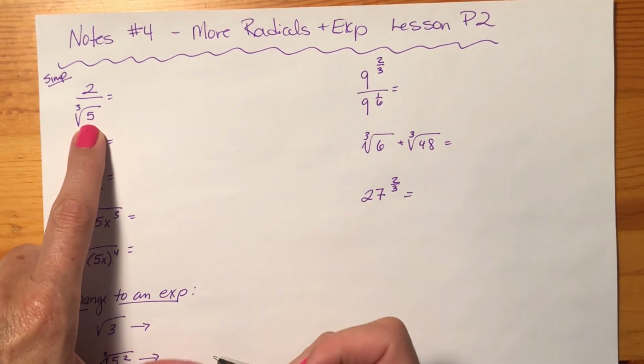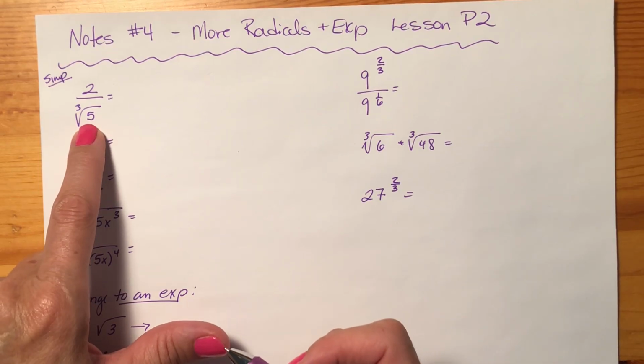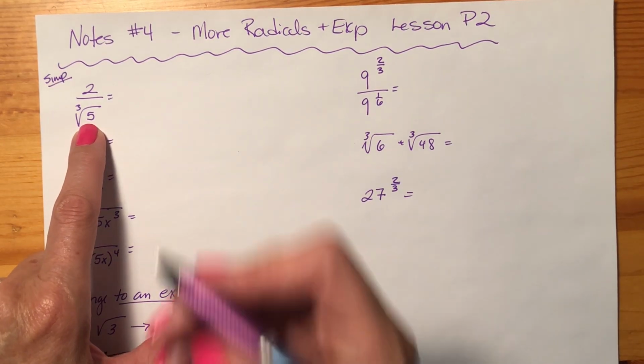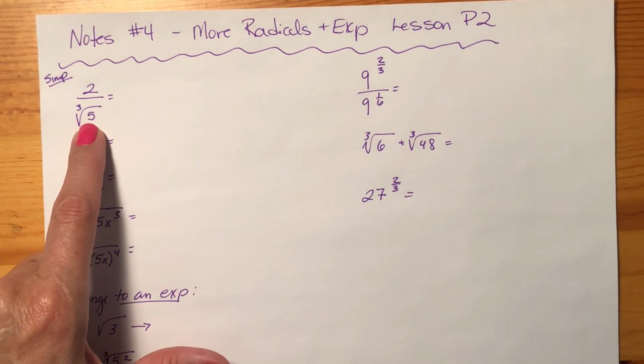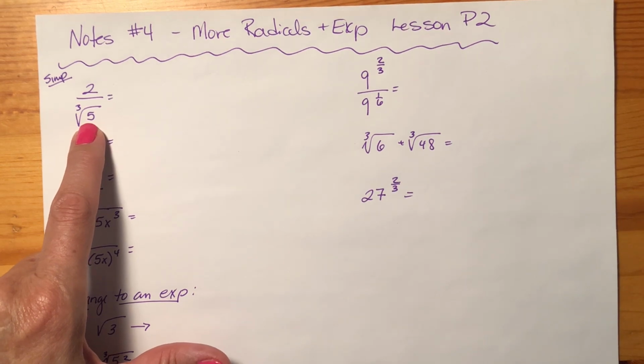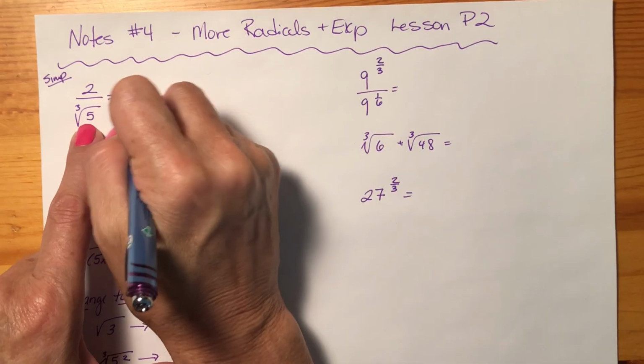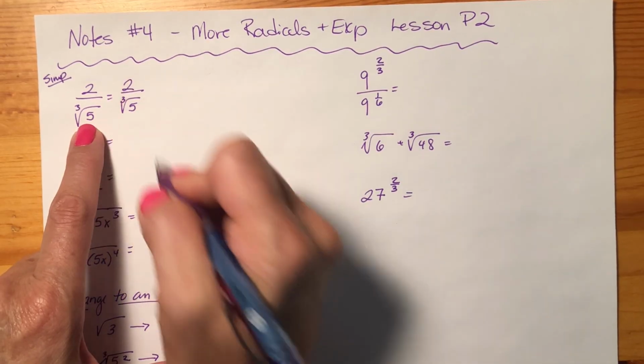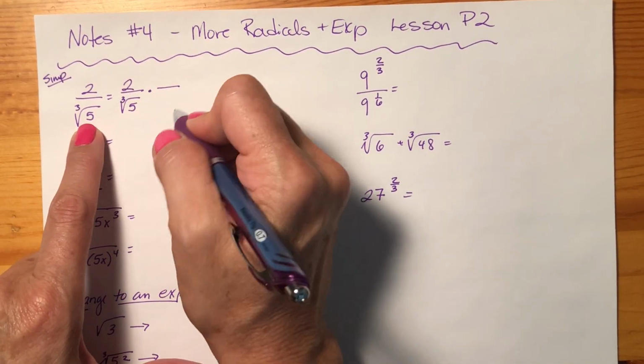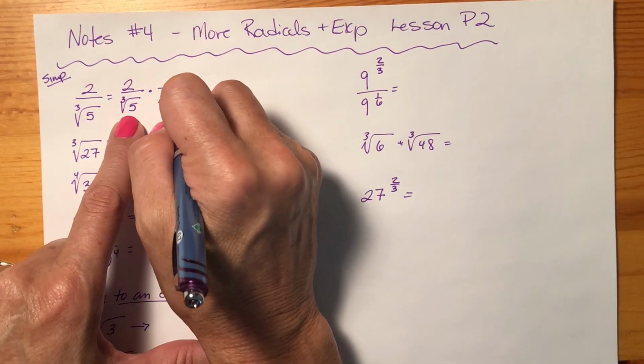All right, the first one I have here, I've got 2 over the cube root of 5. Now, I'm going to go ahead and rationalize that. I know I cannot leave that cube root in the denominator. So let's see. I'm going to take that original, 2 over the cube root of 5, and I'm going to have to rationalize that. I'm going to have to multiply it by the root here.